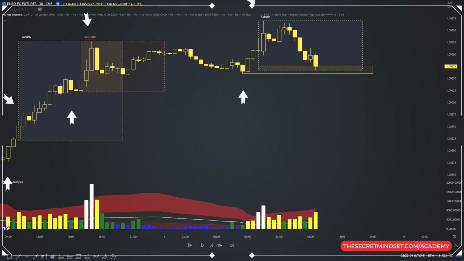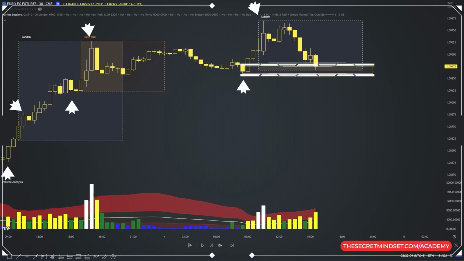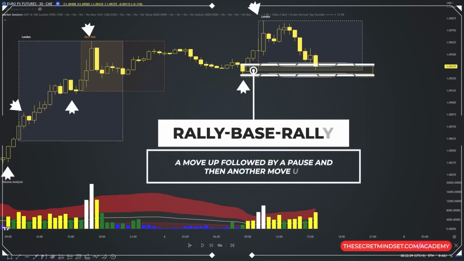Another trade. I see an upward trend, higher highs and higher lows. In a strong trending market like this one, look for a continuation pattern that is composed of a rally-based rally, a move up followed by a pause, and then another move up. And here it is, the demand zone we've been searching for. The base was not quite a retracement. There was only a small pause before another move up.